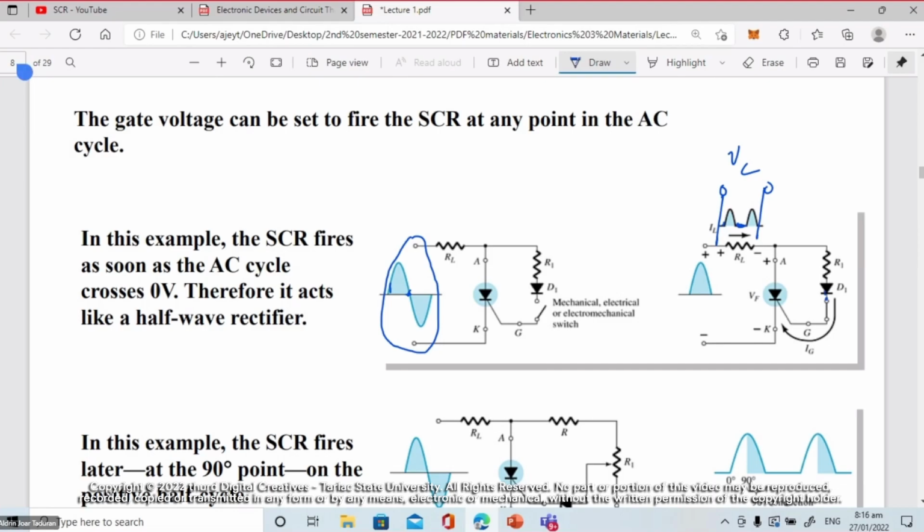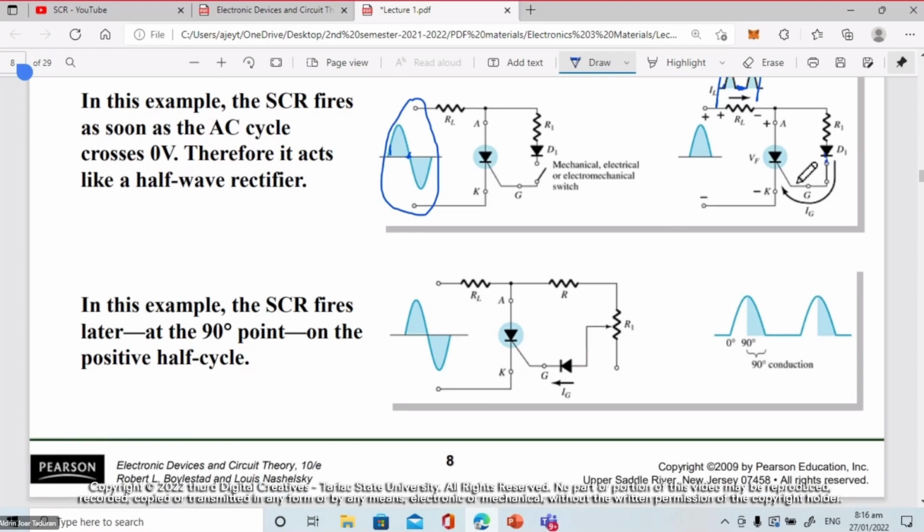Then it comes back again. So this is a half-wave rectifier, and it is really good to use. In this example, the SCR fires later than 90 degrees of the positive half cycle. We can also control the firing of the SCR, so we can control its conduction.